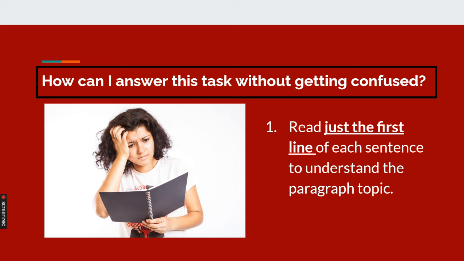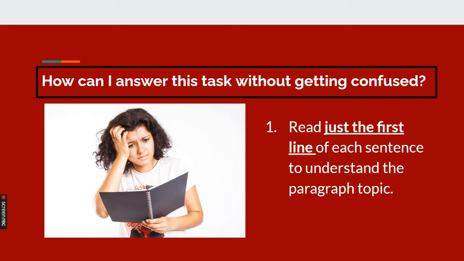The first thing I recommend to do is actually just to find out what the topic is of the paragraph before you try and do anything else. So you don't want to be reading each sentence and trying to order it. You want to read the first line of each sentence, just the first line. And then once you've done that for each one, you'll be able to say, this is a paragraph about shopping. This is a paragraph about cooking food. This is a paragraph about Mount Everest. So that's the first thing you want to do before you do anything else. And that takes you perhaps 5 to 10 seconds.